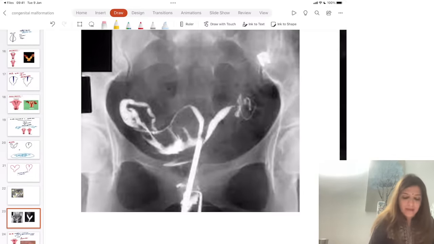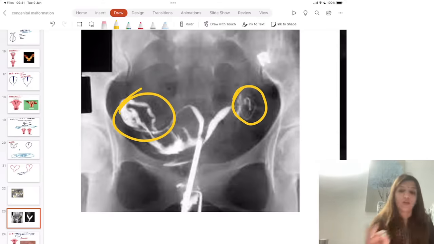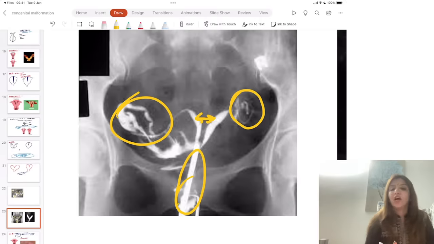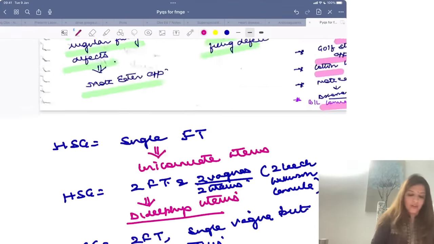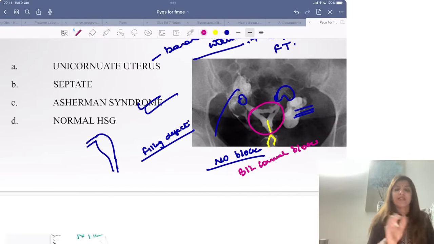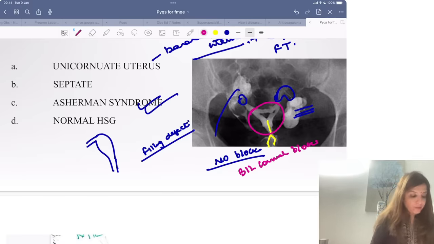In this image, again, I am seeing two fallopian tubes, so it cannot be unicornuate. I am seeing a single Leech-Wilkinson cannula, it cannot be didelphous. So, either it is bicornuate or septate. Now, the distance between the two horns is less than 4 centimeters and it is an acute angle, so this is septate uterus. Clear to all of you? Yes? Okay. So, all your confusions are gone. And if you are getting multiple filling defects, it is Asherman syndrome; a single smooth filling defect is fibroid or polyp. Clear to all of you?